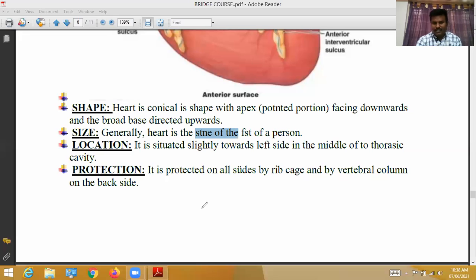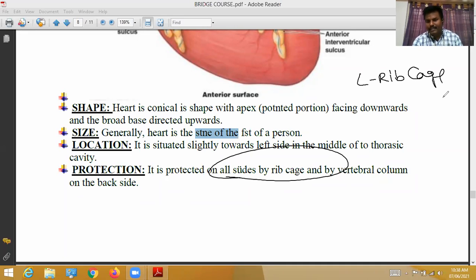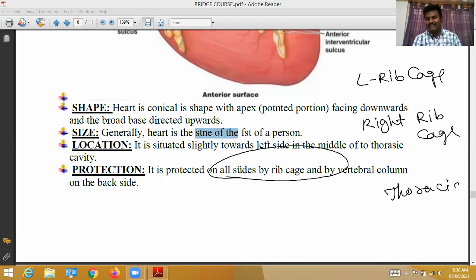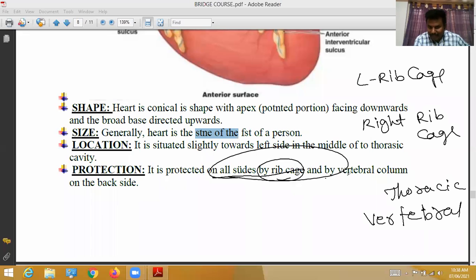Next, protection. The heart is protected on all sides by the rib cage: the left rib cage on the left side, the right rib cage on the right side, and the ventral portion of the thoracic cavity in front. The dorsal side means the back side, where we have the vertebral column.